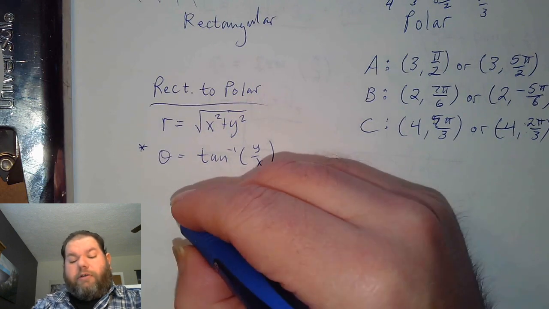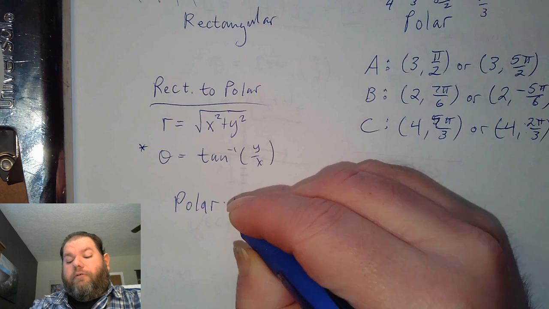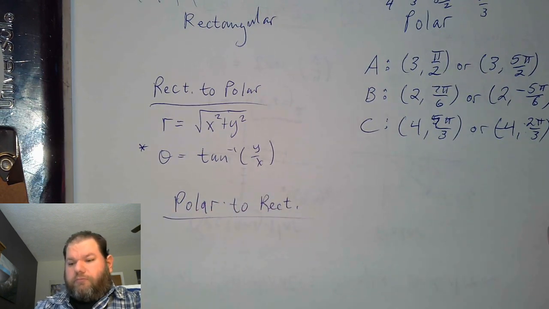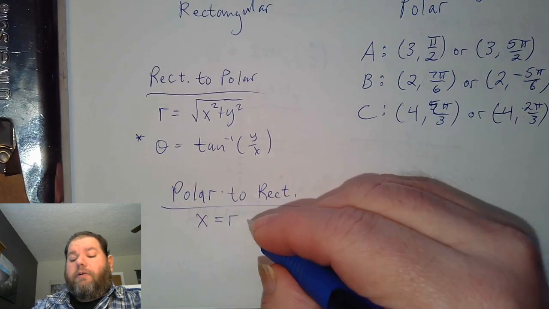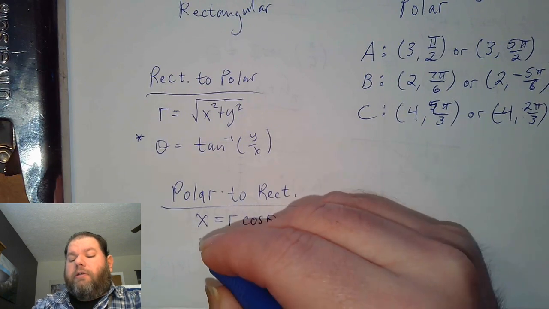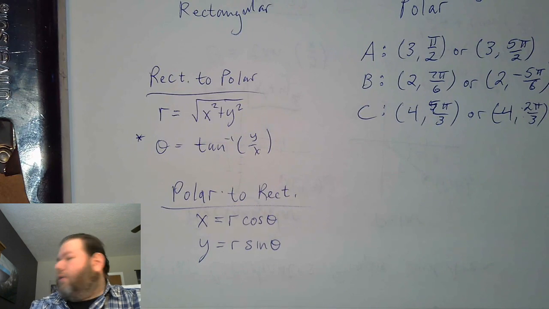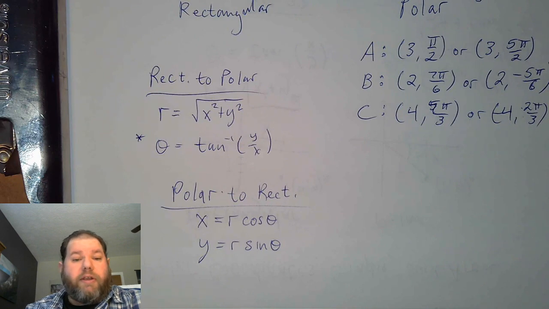We also want to look at how to convert from polar back to rectangular. This one's actually a little bit easier. x is r cosine theta, and y is r sine theta. For those of you in physics, that might look familiar. Certainly there is a connection between what we're doing here and what you might be doing in that class.